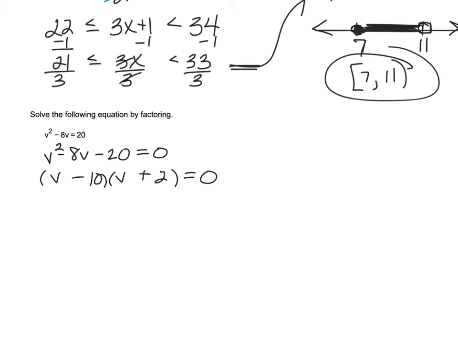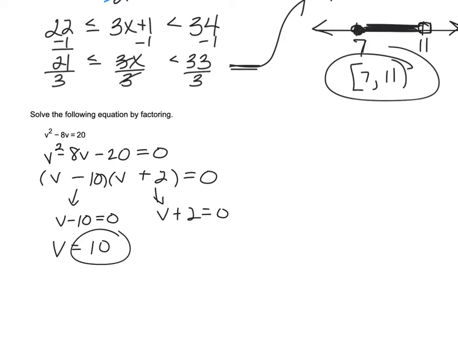Minus and plus. And that works. Once you have it factored, just set each individual factor equal to 0 and solve. You get two possible answers. I get 10 and negative 2.